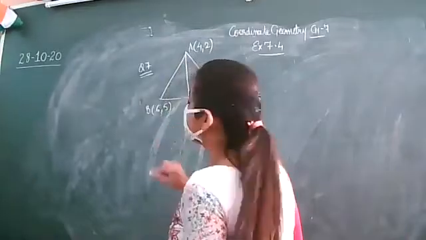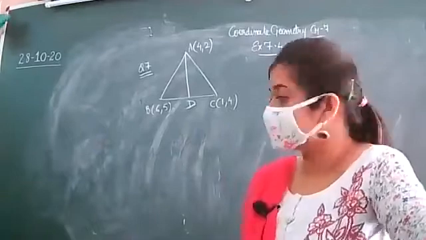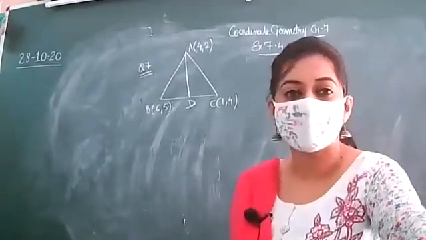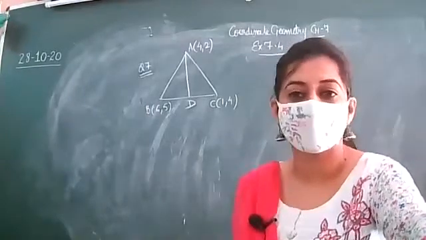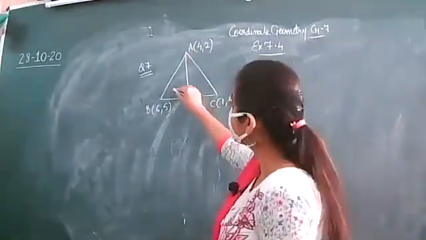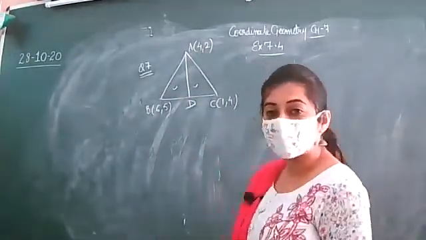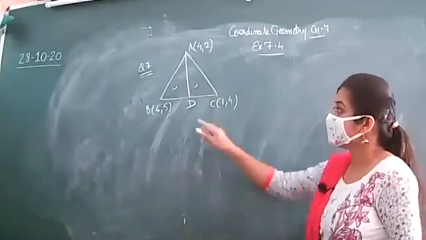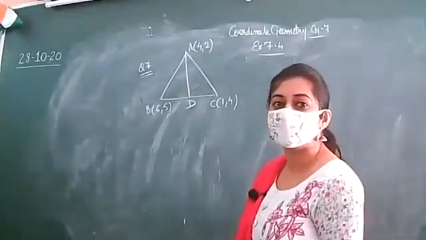If AD is the median, then in the previous classes we have discussed the theorems related to the median: the median of a triangle always divides the triangle into two triangles of equal area. That means if AD is the median, then the areas of these two triangles must be equal, but the area topic is not in the syllabus. So leave this concept and apply the next concept related to the median.